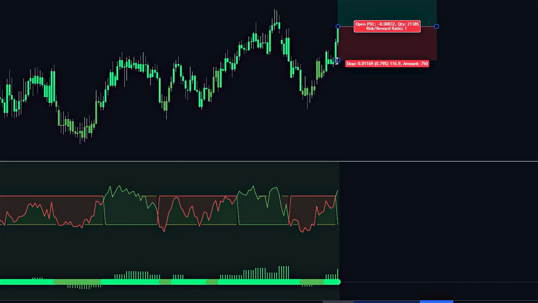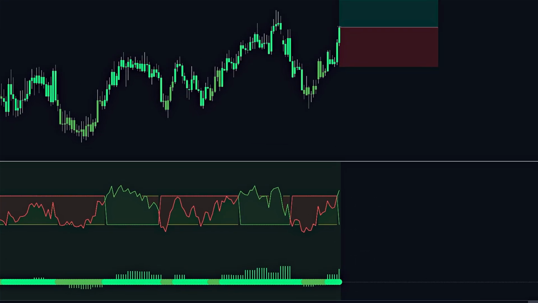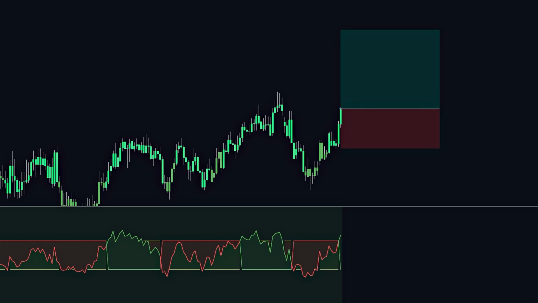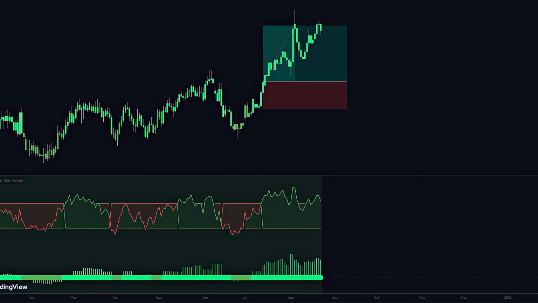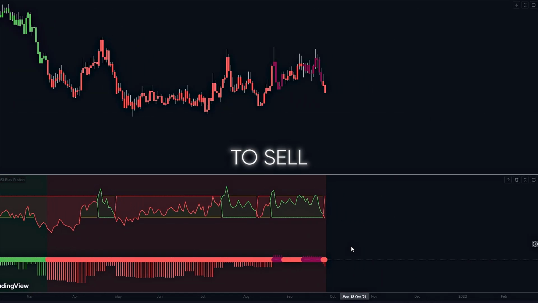We place the stop loss below the candle prior to the crossover, and a take profit according to the intuition of each case, of 2 or 3 times greater than the stop loss. For a sell trade, the same but the other way around.